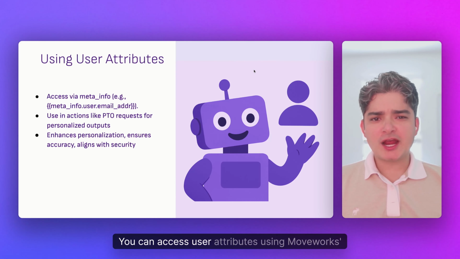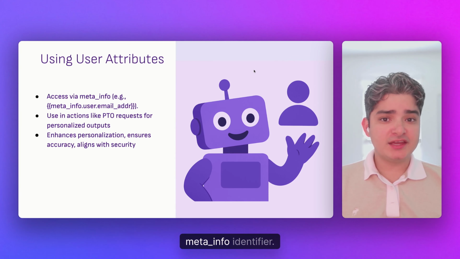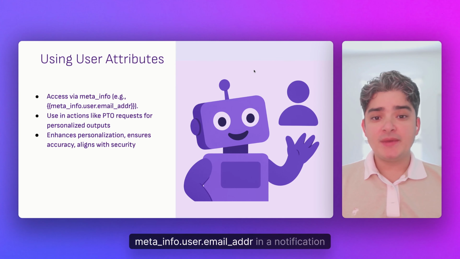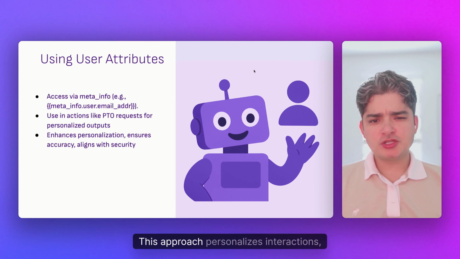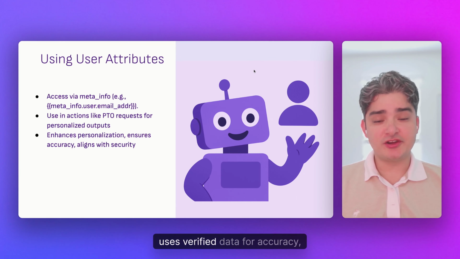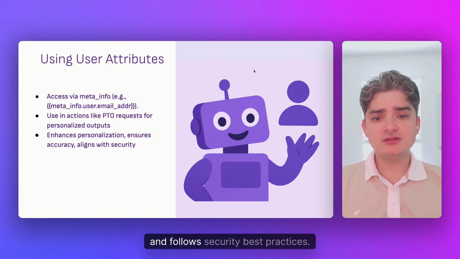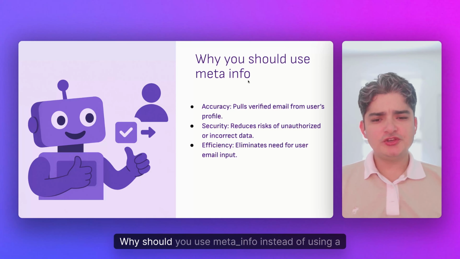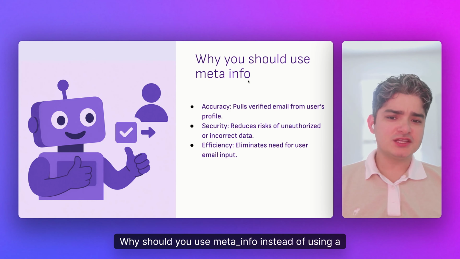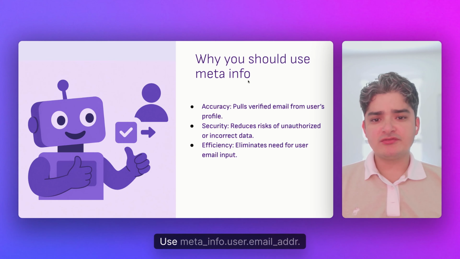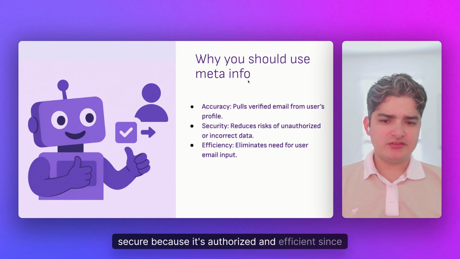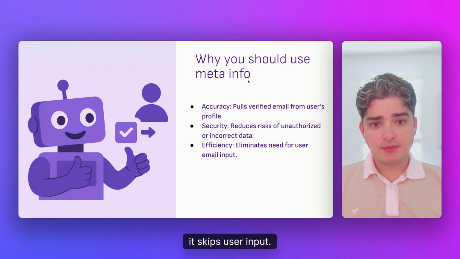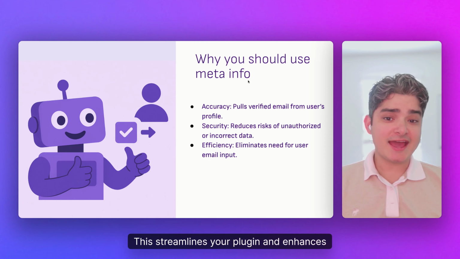You can access user attributes using the Moveworks meta_info identifier, like meta_info.user.email_addr in a notification action. This approach personalizes interactions, uses verified data for accuracy, and follows security best practices. Why should you use meta_info? Instead of using a generic email slot, use meta_info.user.email_addr. It's accurate because it's verified, secure because it's authorized, and efficient since it skips user input. This streamlines your plugin and enhances reliability.